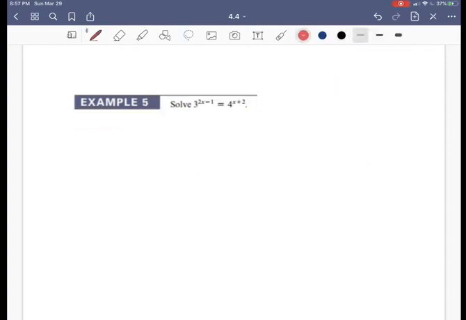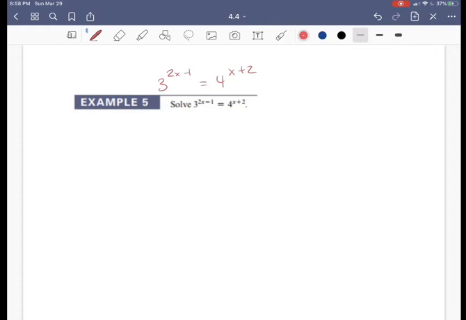Okay, we're at example 5. Example 5 is a little bit more tricky. So let me rewrite that so we can see that a little bit better. 3 to the 2x minus 1 is equal to 4 to the x plus 2. Okay? We can't use the base trick we used a minute ago, because 3 is already prime. So we can't do that one.